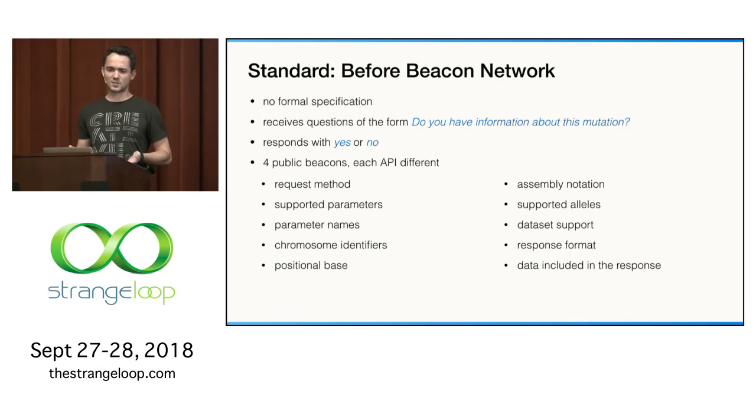And you might think, it's such a simple API. Surely everybody is going to implement it well. Well, it turned out that wasn't the case. When we introduced the Beacon network, there were 4 beacons at the time, and they had completely different APIs. One of them was using JSON, one of them was using XML, then we had plain text and HTML. They were using different request methods, completely different parameters, different notations, different domains for the same parameters. It was just a mess.